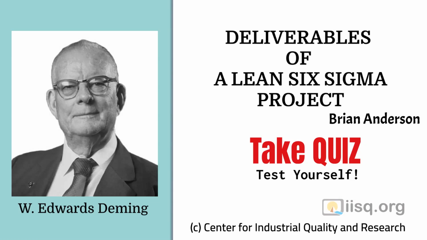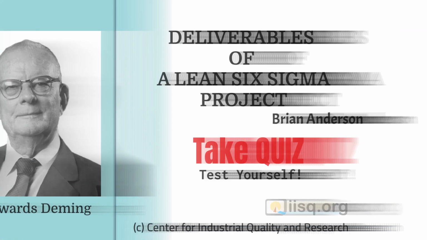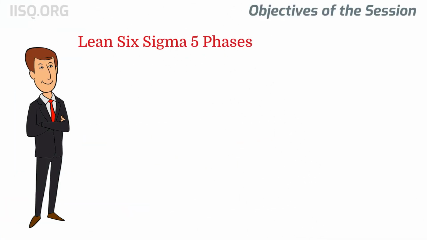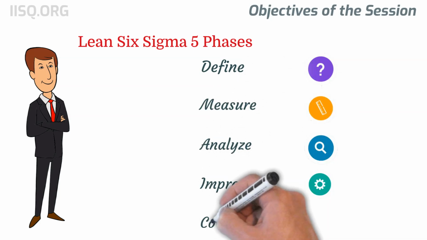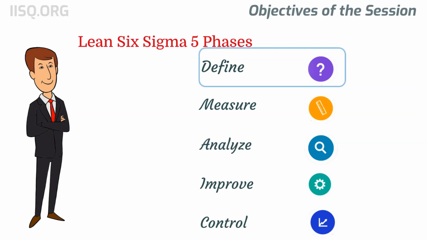Deliverables of a Lean Six Sigma project. A Six Sigma improvement project has 5 phases. As we have already learned, these phases are classified as define, measure, analyze, improve, and control. In this session, we shall learn in brief about the various deliverables at different phases, and more about phase define.